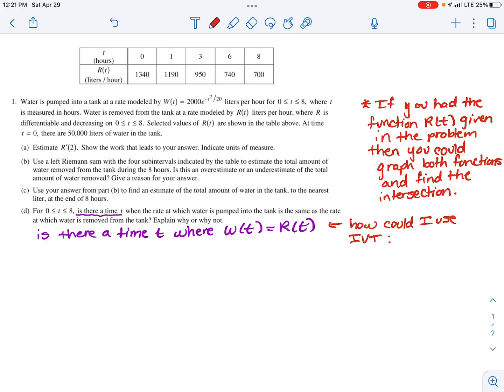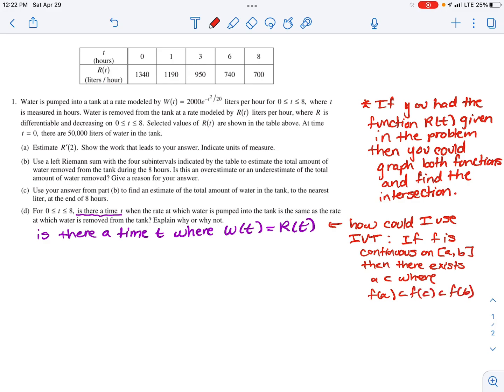Right? Which says if f is continuous on the closed interval [a, b], then there exists a c where f of c is in between f of a and f of b. Right? So there exists some value c in between a and b such that the function value is in between f of a and f of b, like the endpoints.